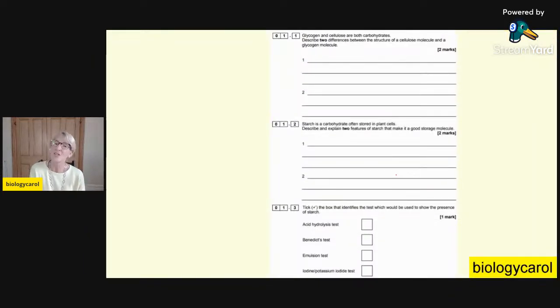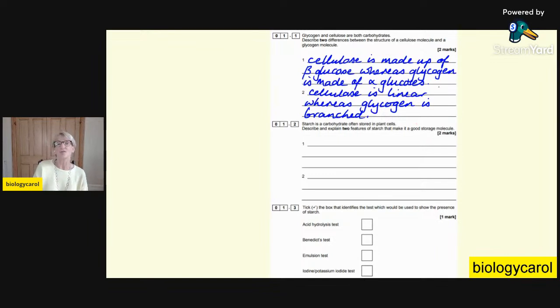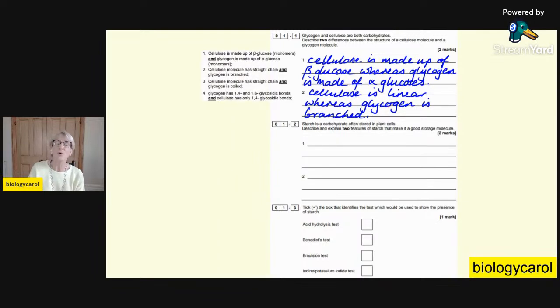So question 1, glycogen and cellulose, both carbohydrates. Describe two differences between the structure of a cellulose molecule and the glycogen molecule. We're talking differences. You've got to pick a feature and say what it's like for one and what it's like for the other. So here are the two things that I wrote. First of all, I talked about the glucose molecules that make up each of the polysaccharides. Cellulose beta glucose, glycogen alpha glucose. And then I talked about whether the molecule is straight chained, linear, or branched. So there were my two answers. And there's the mark point, and here are the examiner's comments, and here is where I got the 2 marks.